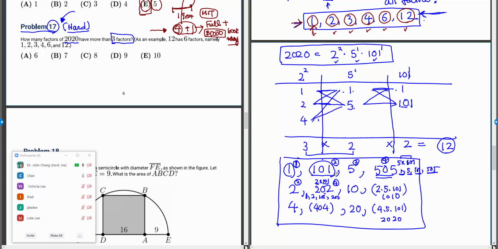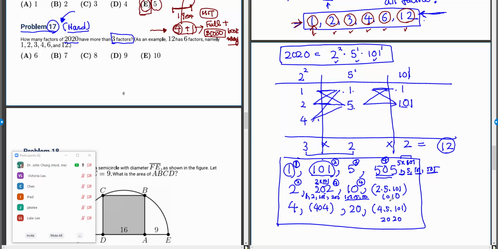This is 4 factors. What about 10? Its factors are 1, 2, 5, 10. That's 4 factors. Yes, 10 has 4 factors.